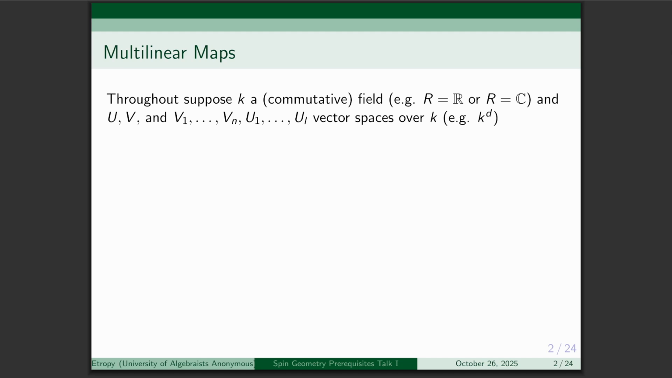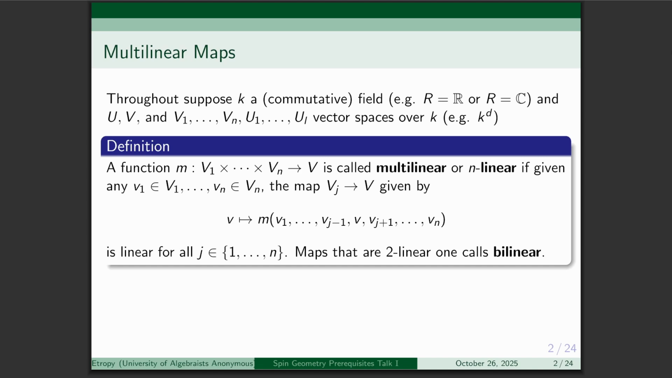So the definition that we'll be looking at throughout this talk is the following. We take some vector spaces, take the product space, and a map out of that. The map is called multilinear or n-linear, where n is the number of vector spaces, if whenever we fix all but one of the components in the map, we get a linear map.